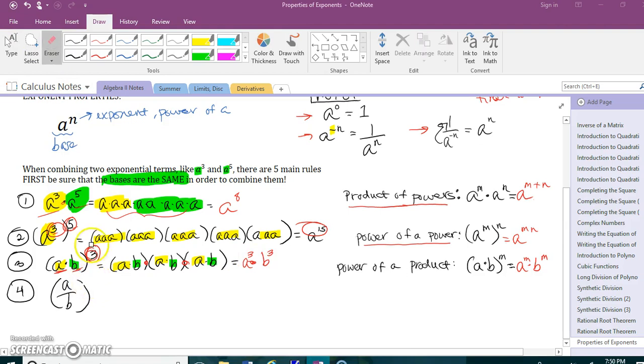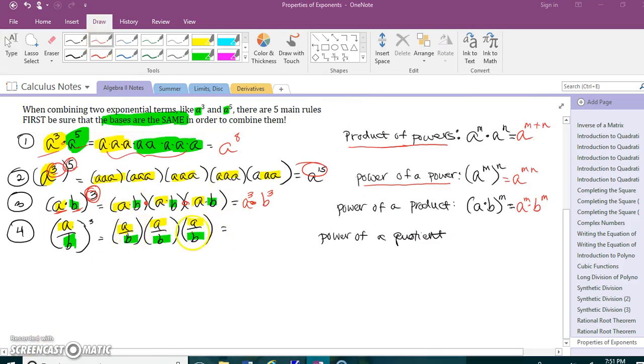So let's include some division problems here. What if I have a over b to the third power? So I still am considering two different bases here. If I'm dividing a and b this time and they are to a power, if you write it all out here, as you can see, you're going to end up with a to the third power and b to the third power.